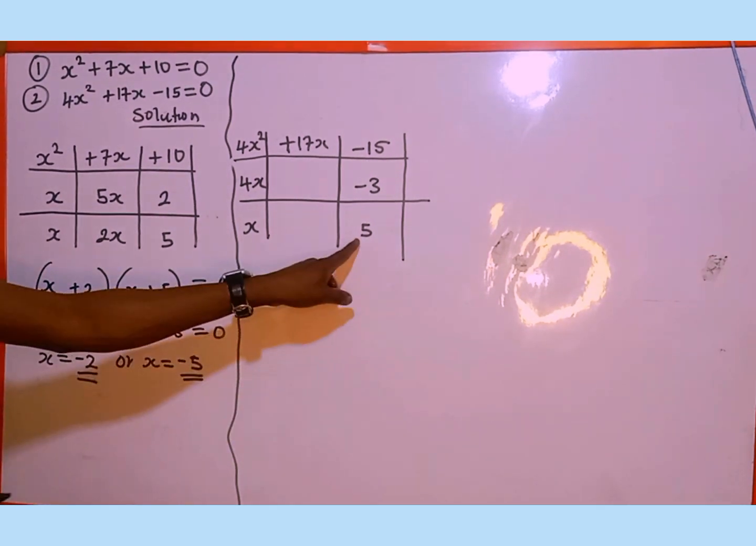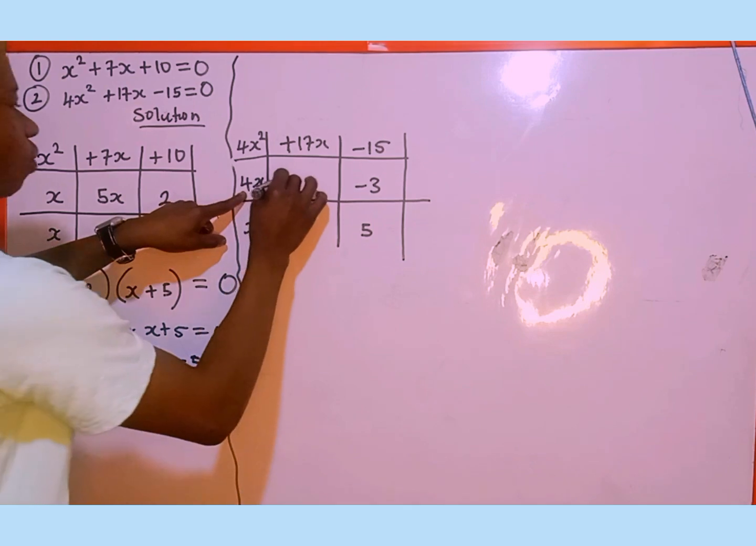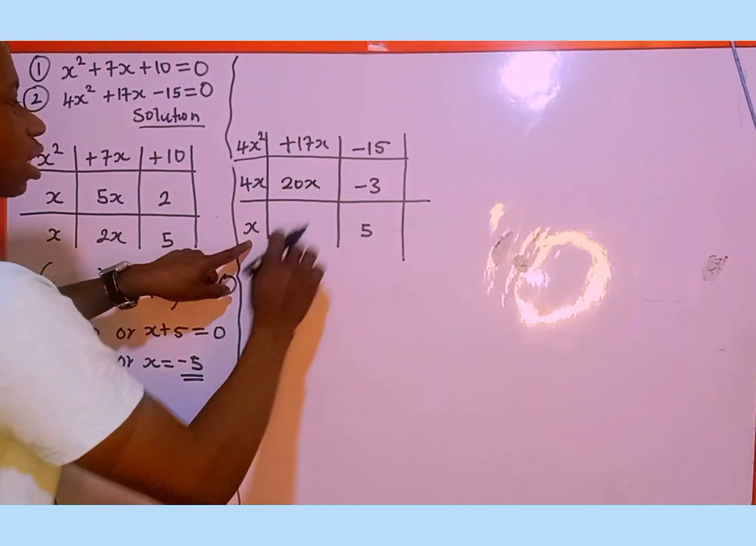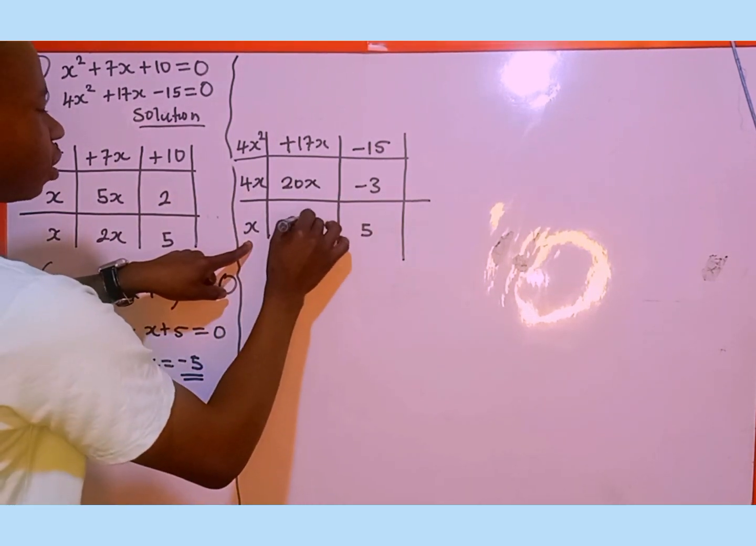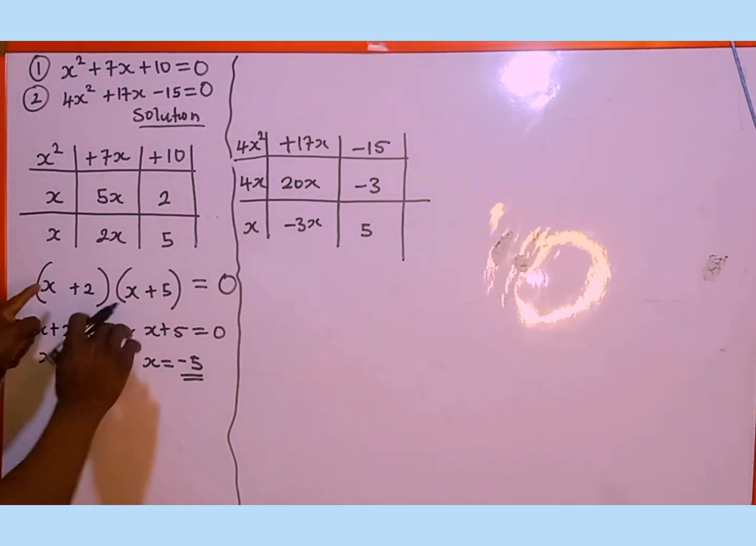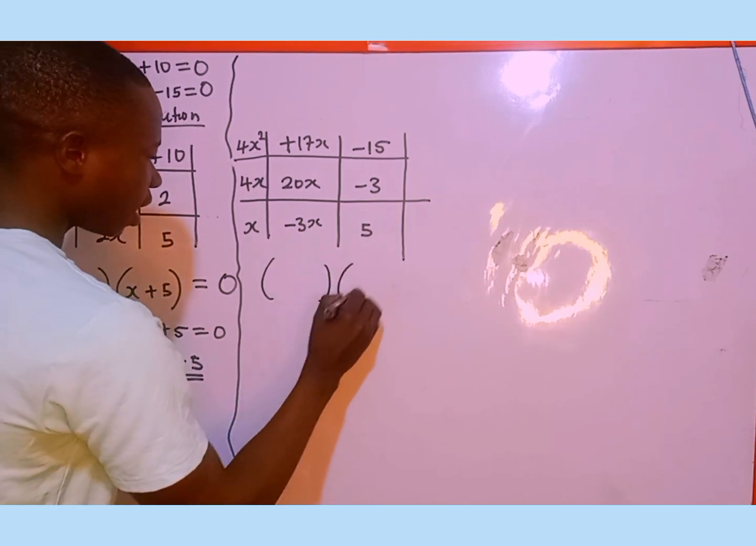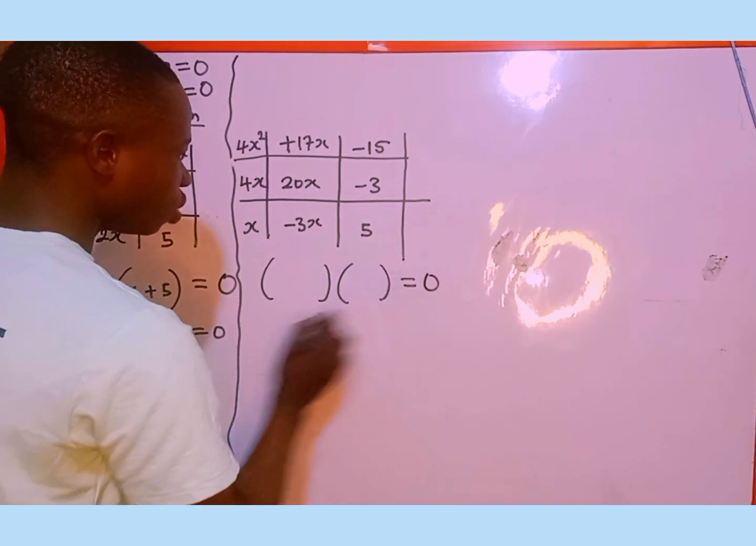Now you do the same thing: you cross multiply. 5 multiplied by 4x gives us 20x. Then x multiplied by minus 3 gives us minus 3x. Now the next thing we are going to do is open two brackets and equate it to 0.